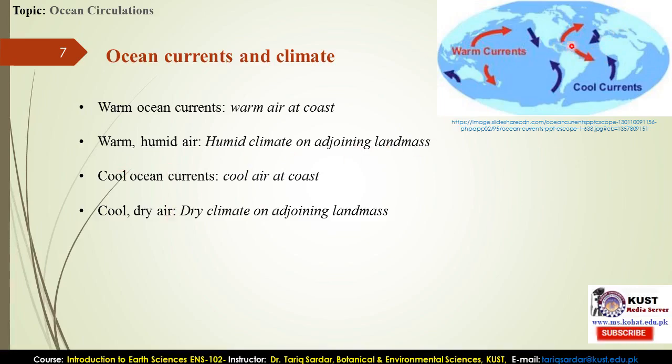Alternatively, in contrast, if the cool ocean currents are there, cool air at the coast will form in some colder areas. Cool dry air, if there is a dry climate, and the joining landmasses will be formed if we see the subpolar areas near the polar areas. A dry climatic condition will form in the landmasses adjoining these areas. So that was about the ocean currents, their types and the major effects of the ocean currents on the climate of the coastal area.